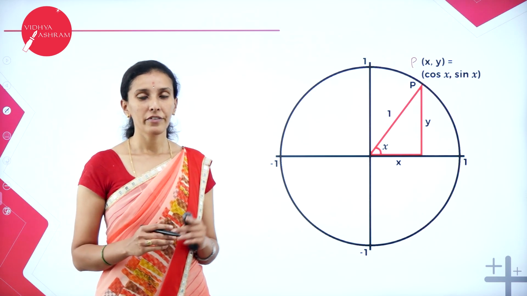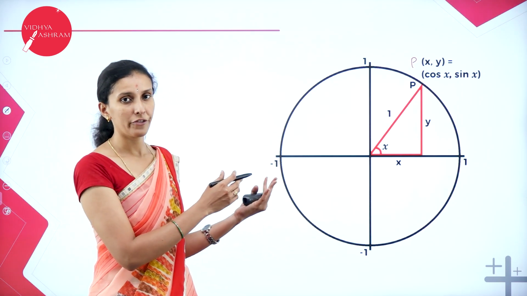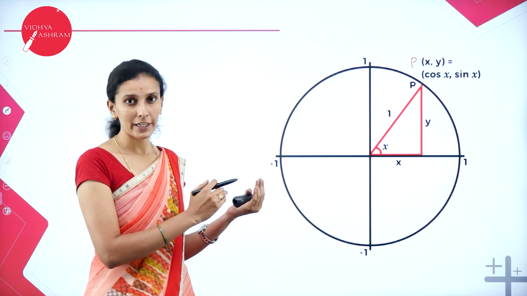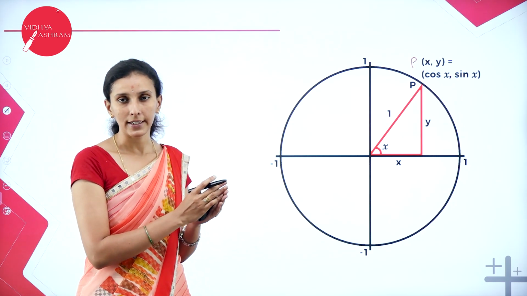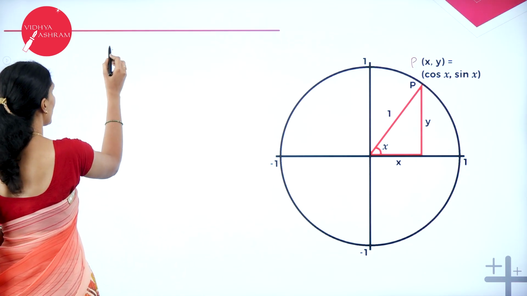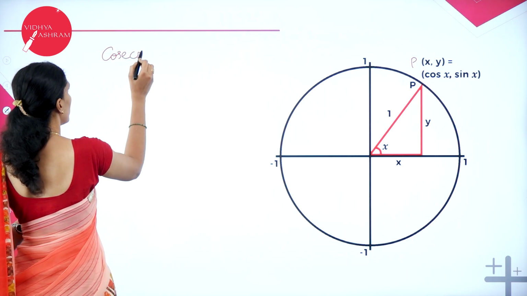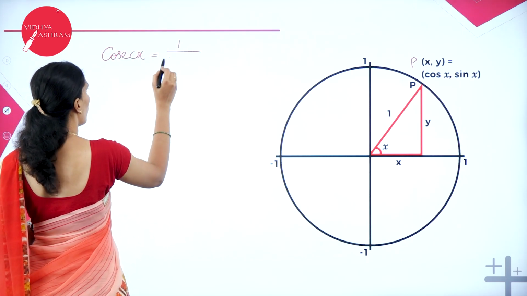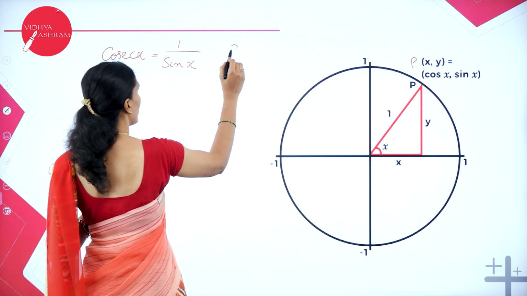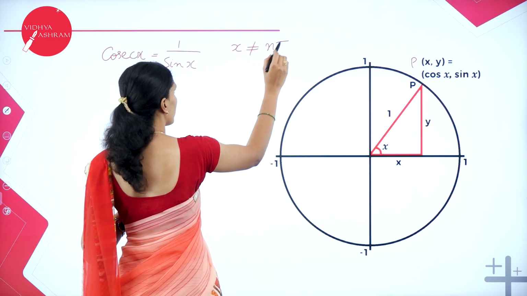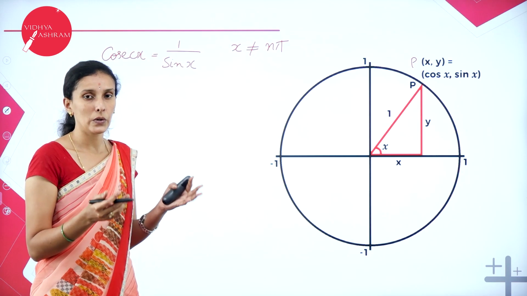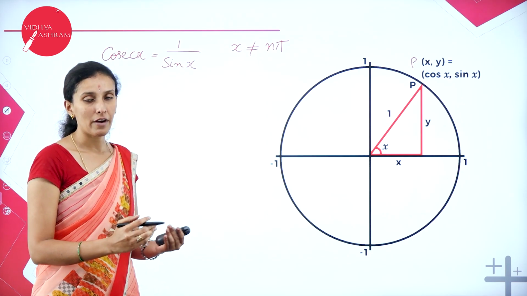Next, we now define the other trigonometric functions in terms of radians. We have studied how the sine function and cosine function are defined on the unit circle. Now we will study the other functions. I'll take cosecant x first. We know cosecant x is the reciprocal of the sine function, so 1 by sin x. But here the value of x cannot be equal to n pi. What is the reason? The denominator cannot become 0. If it is 0, it is taken as an undefined term.